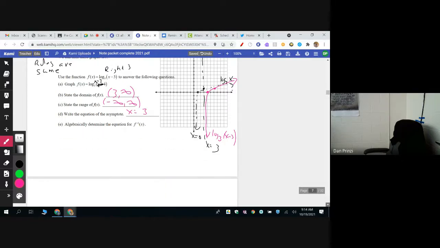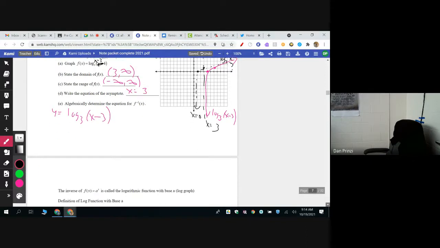All right. Determine the inverse. How do you find an inverse? What do we do? Switch x and y. Now, I'm going to write it like this.